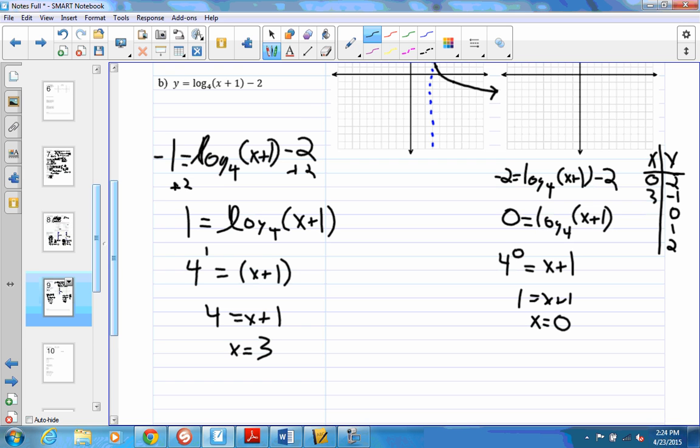Should be like dots or something. That makes sense?